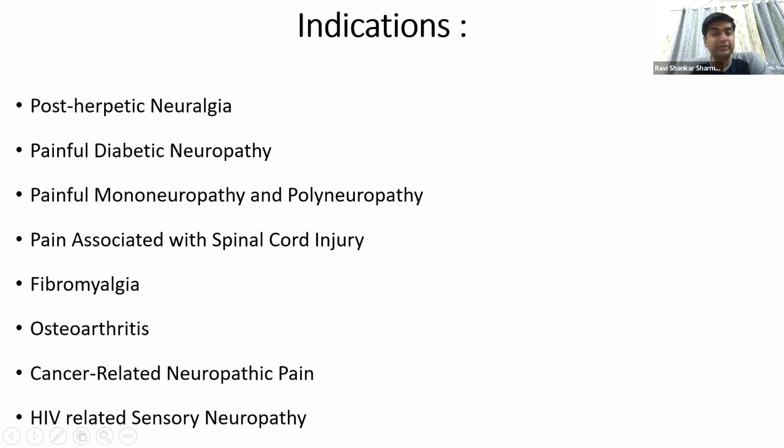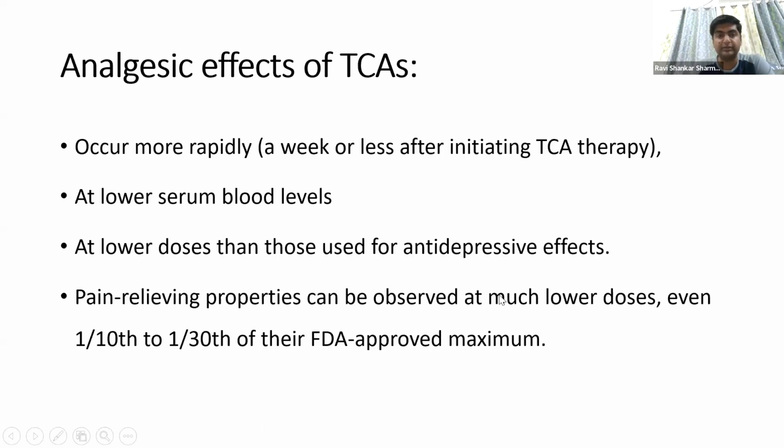Okay. Apart from the antipsychotic medications, special indications are PHN, painful diabetic neuropathy, and all other neuropathic pain conditions. Apart from neuropathic pain conditions, they are also used in osteoarthritis, that is your nociceptive pain, and sometimes in cases of cancer-related neuropathic pain. Okay.